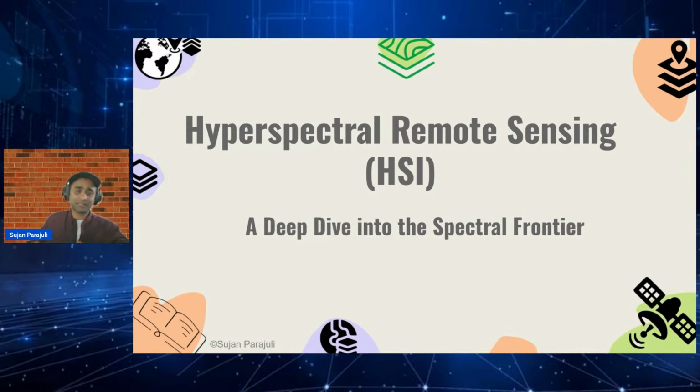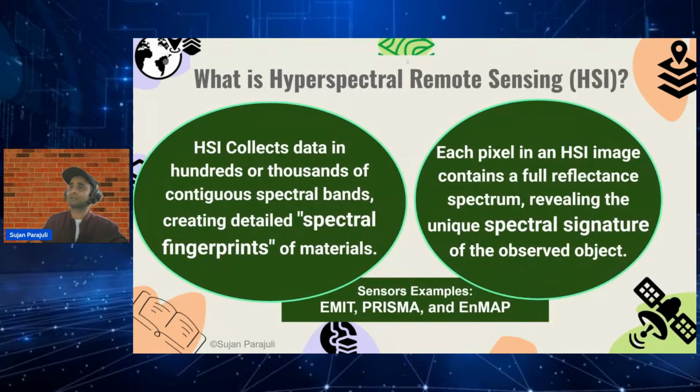The other one is hyperspectral remote sensing. In multispectral remote sensing, it collects bands from 3 to 15, but when you have a lot of spectral information, in the hundreds, like 200 or 300 bands, then we call that hyperspectral. Sensor examples include EMIT, PRISMA, EnMAP, and so forth.